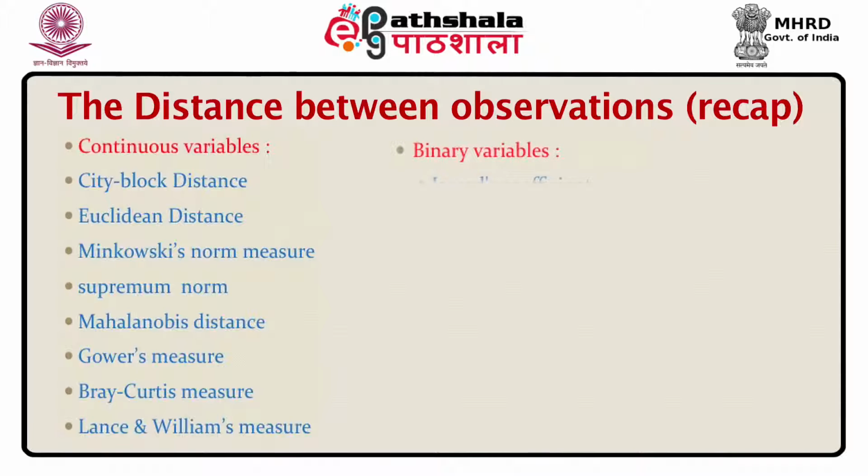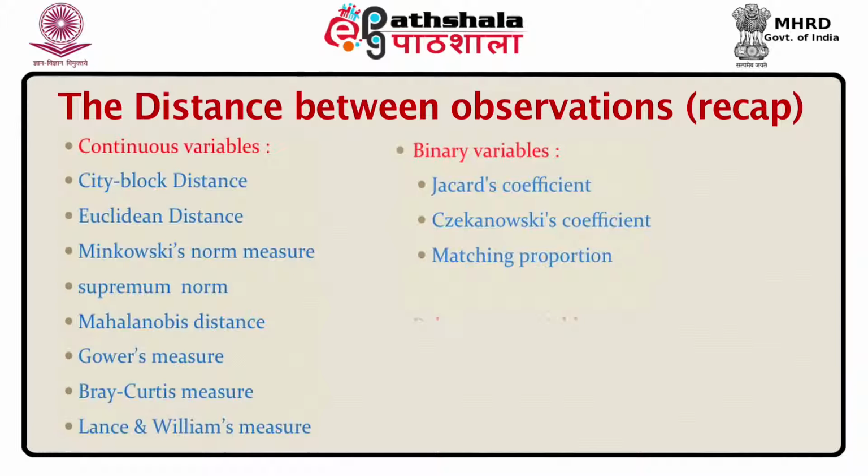For binary variables, we use either Jaccard's coefficient or the Czekanowski's coefficient. An alternative is also to use the matching proportions. The matching proportions are also used when we look at polytomous variables. Polytomous variables are variables where you have more than two categories. So the binary variable is basically a special case of the polytomous variables.